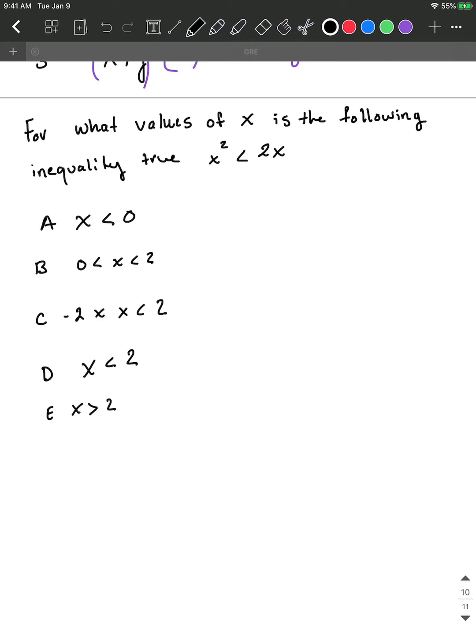Hey y'all, today in this video we're going to be talking about a GRE problem. So we're going to go ahead and look at it. It's saying, for what values of x is the following inequality true? So our inequality here turns out to be that x squared is less than 2x.